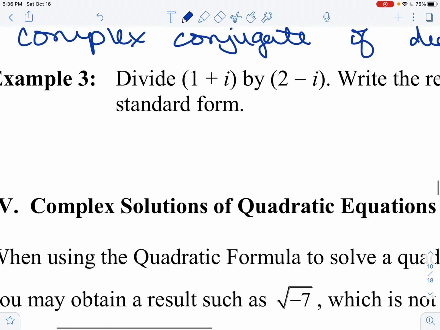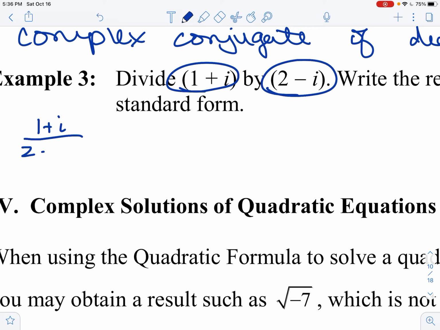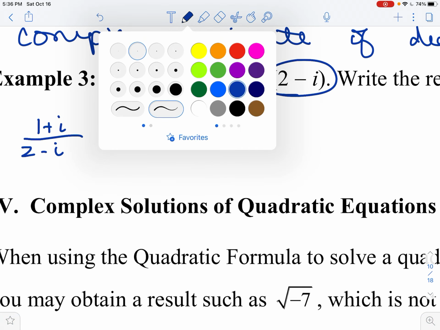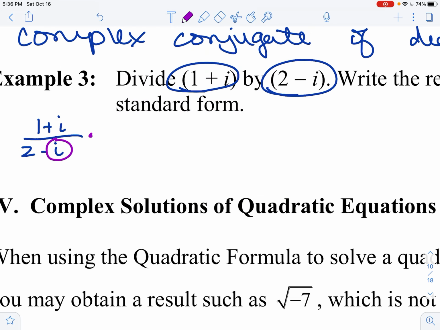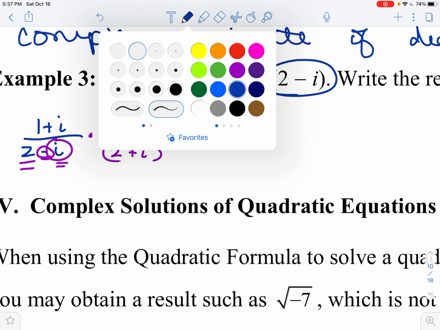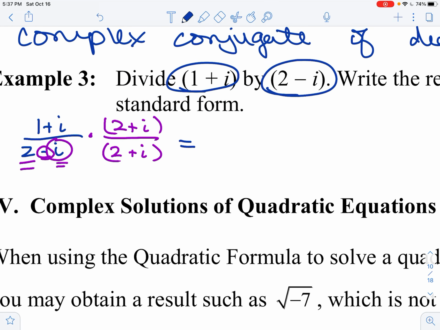So for example, if I've got 1 plus i over 2 minus i and I need to simplify this, I can't have this i in the denominator because technically it's a root of a negative. So I'm going to multiply both top and bottom by the complex conjugate of the denominator. Do you see how they both have 2 and i? This is a negative, so therefore my complex conjugate has a positive in the middle. And now we're going to FOIL the top and the bottom.